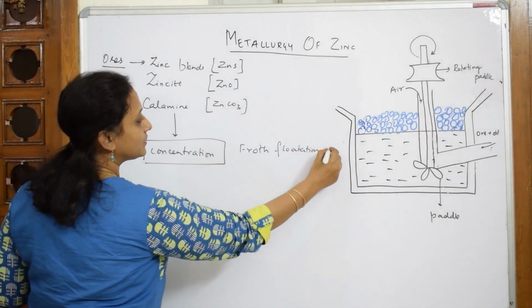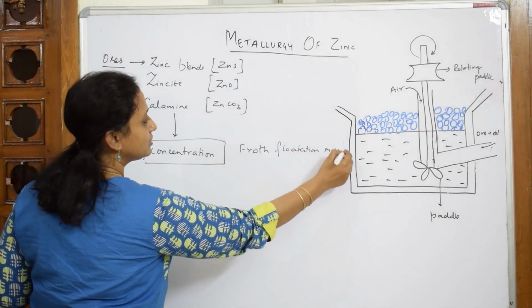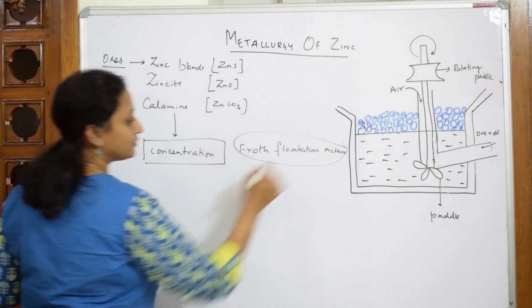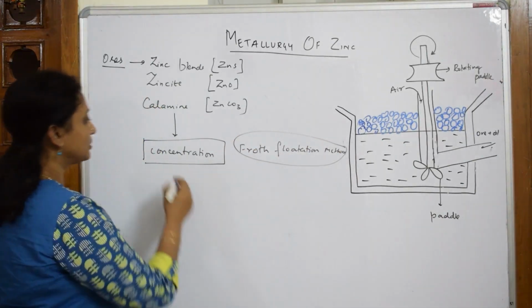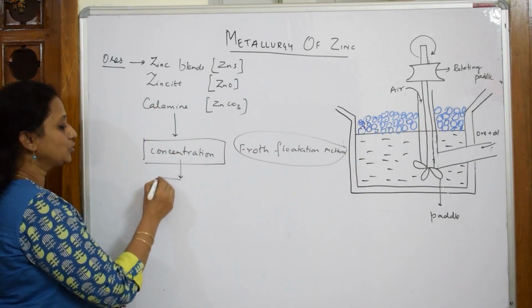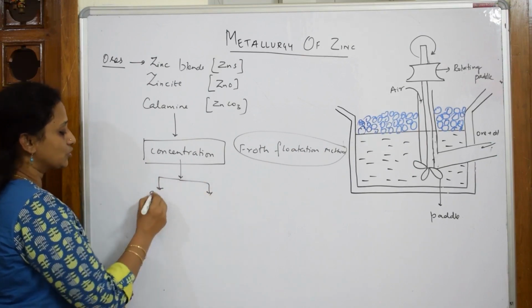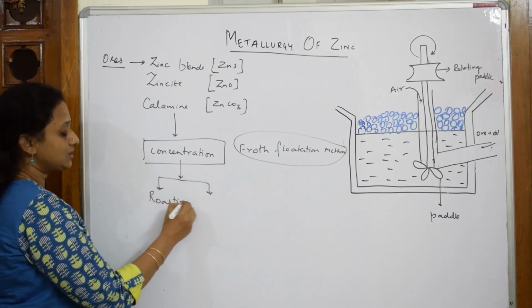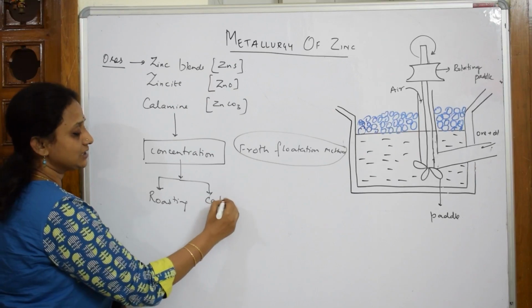Froth flotation method, that is the diagram which I've drawn here. So this is your froth flotation method. From the concentration methods, we're gradually going to take it for two important processes, that is roasting, and we're going to take it for calcination.